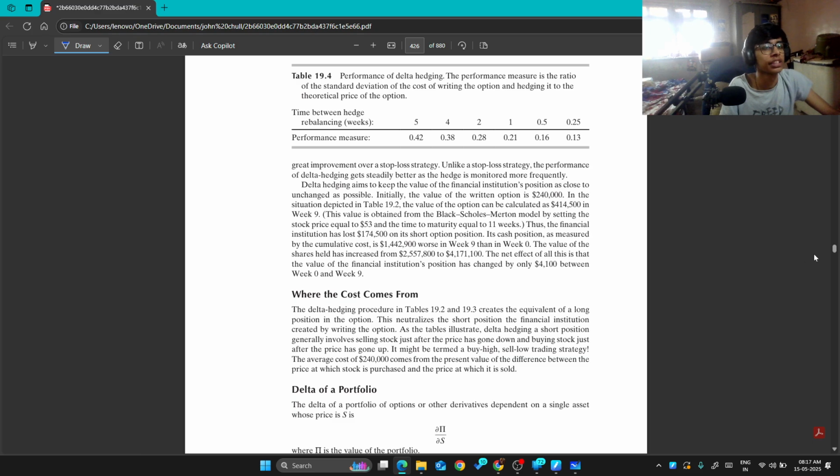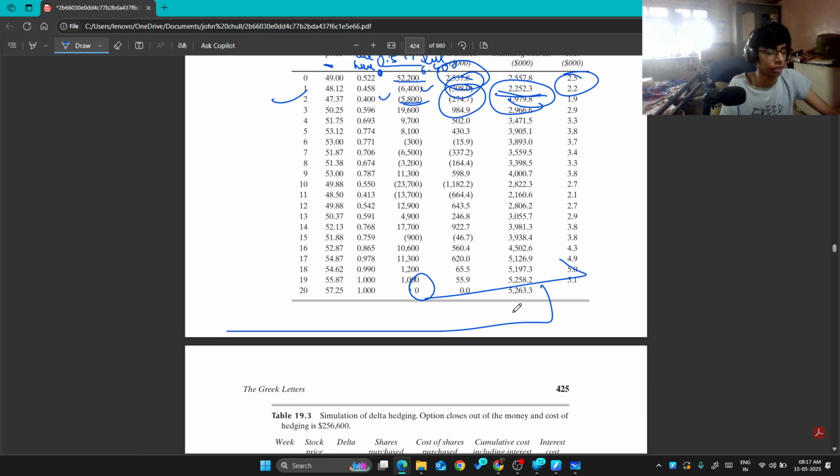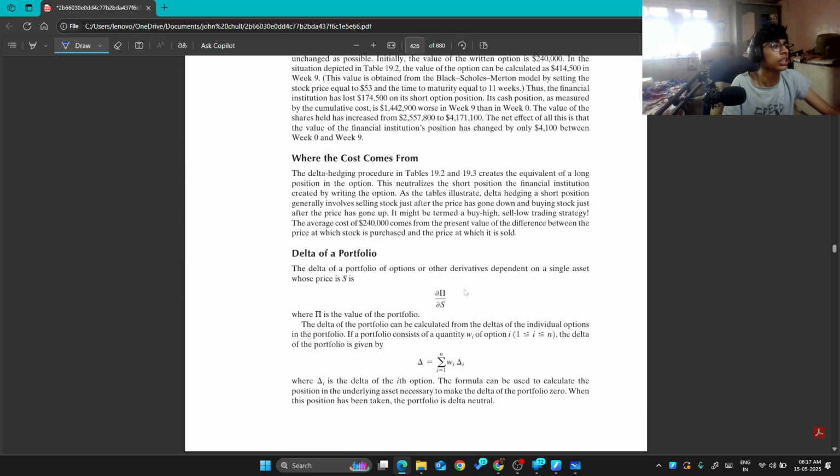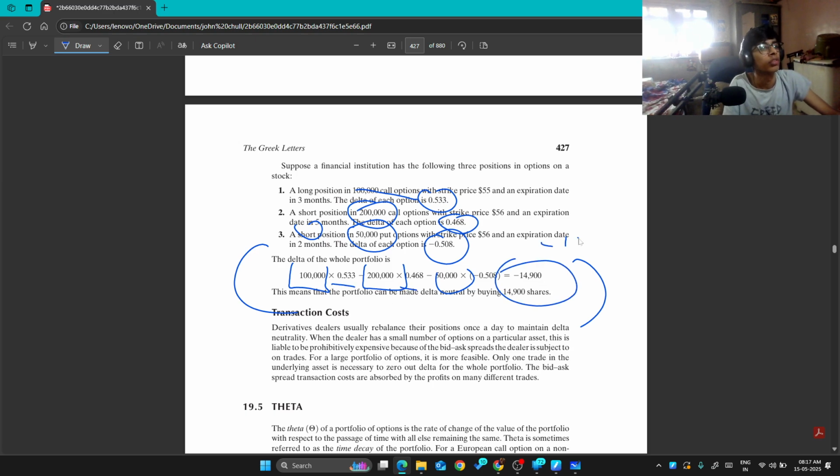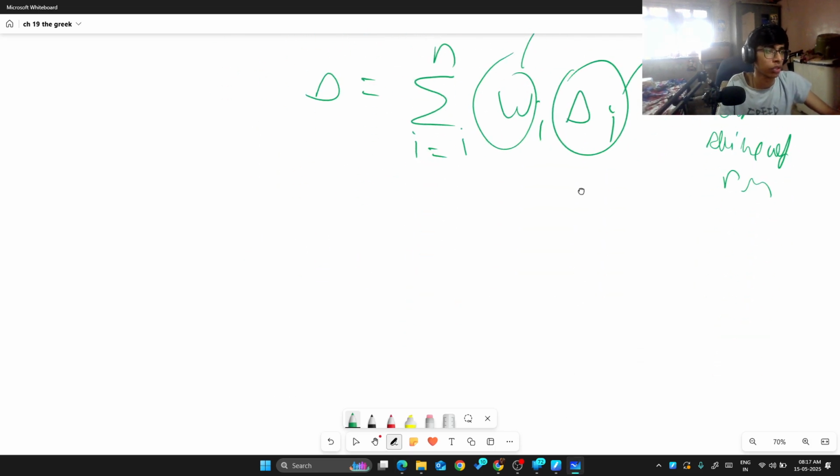So here there is an example, right? A long position in 100,000 call with this delta value, a short position in 2,000 call with this delta value, a short position in call with this delta value. So the final value is the weight of the portfolio times the delta value of each, and that is minus 4900. That means to buy 14,900 stock, and the transaction cost.